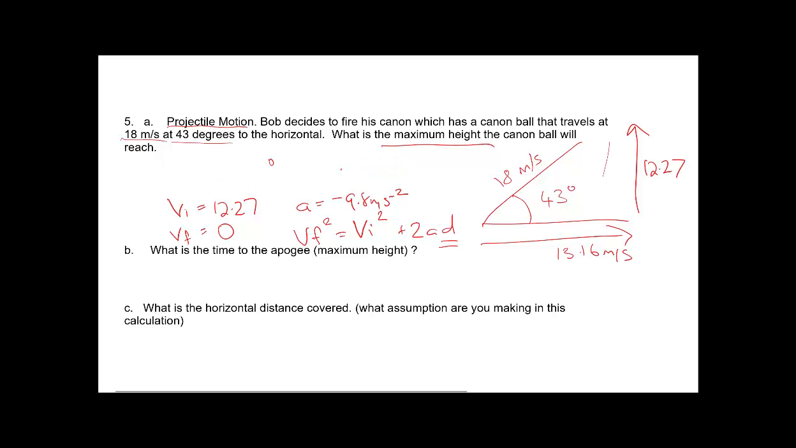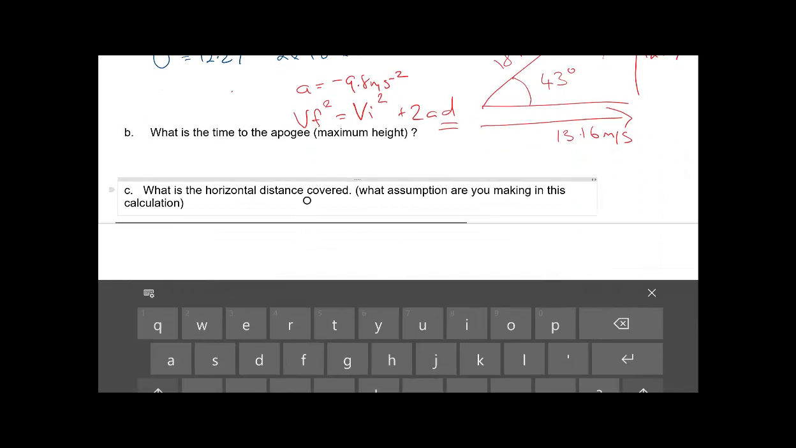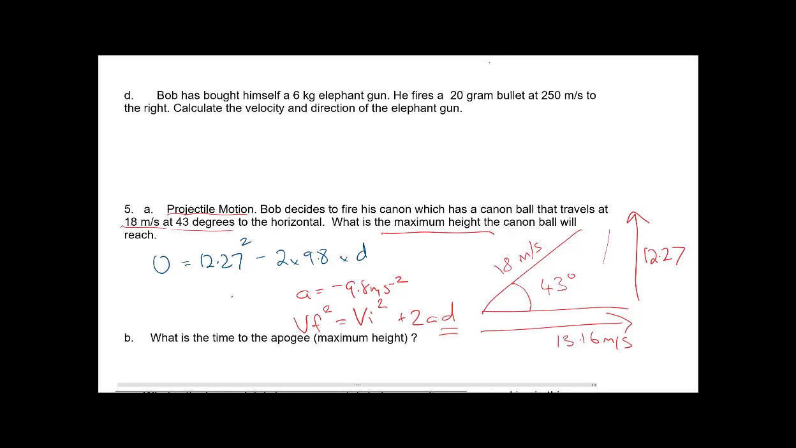Okay, so now have a go at the actual calculation. So 0 equals 12.27 squared, minus 2 times 9.8 times D. So then that's going to equal 12.27 squared, which equals 150.55, minus 2 times 9.8, that equals 19.6 times D.